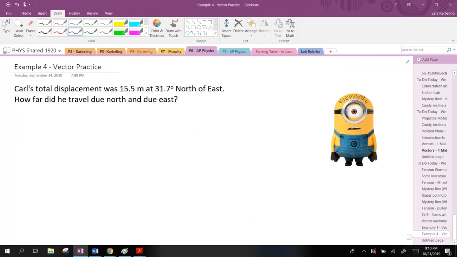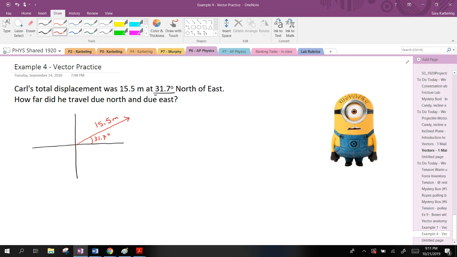Okay? We're going to look at a second example here. Another minion here, Carl, has a total displacement, this one says, of 15.5 meters at a specific angle. So this is really getting to the heart of what we want to do for our purposes here. So I'm going to go ahead and put my coordinate system out there. And I know that the angle is 31.7 degrees north of east. Again, the label north of east, I'm not going to have you worry too much about, except to know that it's not at one of the cardinal directions. So it's 31.7 degrees like this. So here's my angle, 31.7 degrees, and my vector looks like this, and this is 15.5 meters.